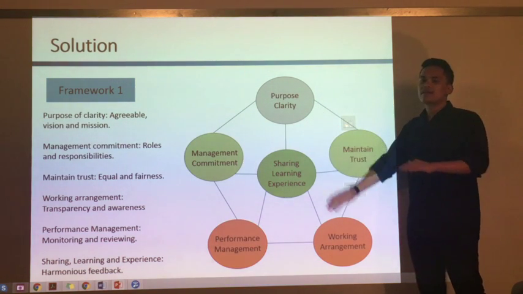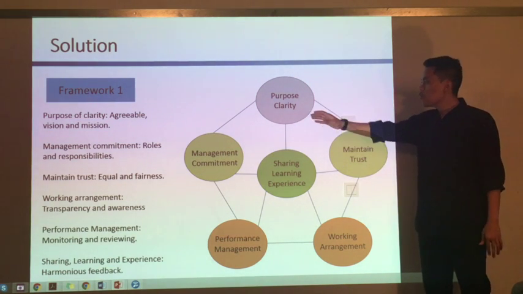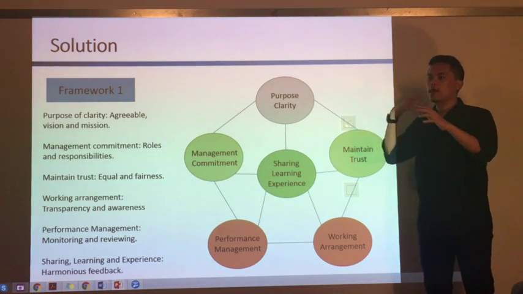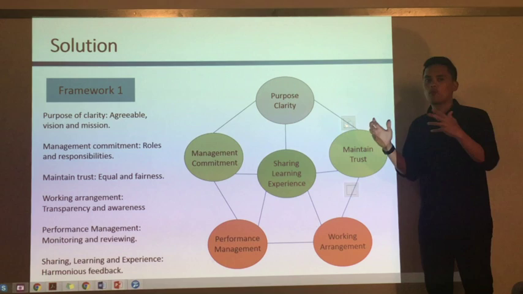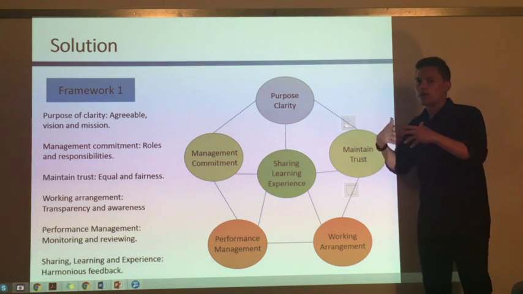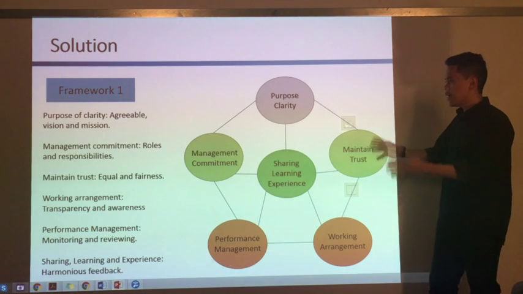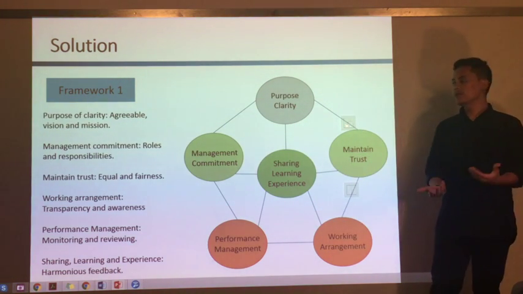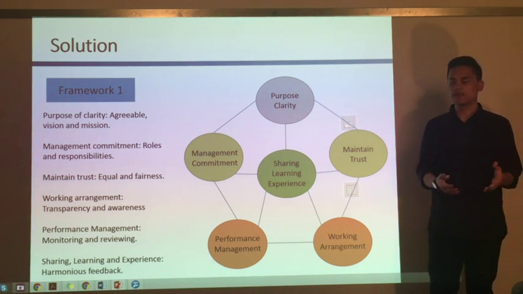Purpose clarity is mainly about vision and mission. Here, clients and BPO providers should adjust their vision and mission so they can become one, and then produce really good performance for their clients. The next one is about management commitment. Management commitment is more about roles and responsibilities.